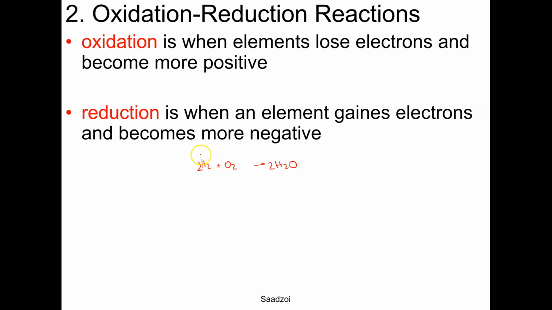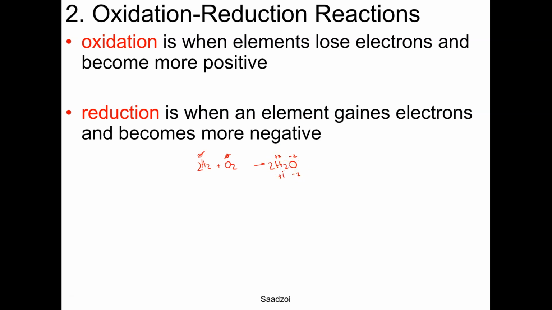Diatomics' oxidation states are always 0. So this is 0, 0. Oxidation state is a fancy way of saying charge. So the charge of each of these is 0. For H2O, O is a -2 charge. H, because O is a -2, whatever this thing is has to be a +2. This becomes +1 each.